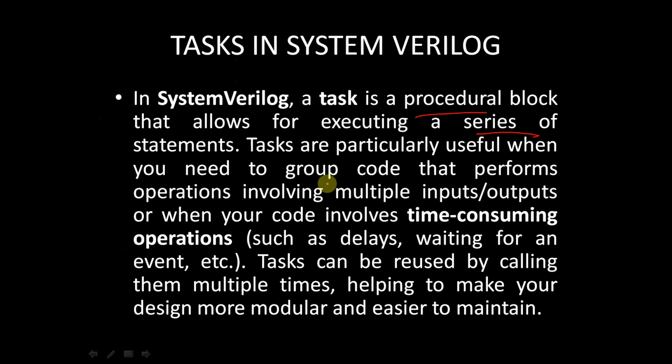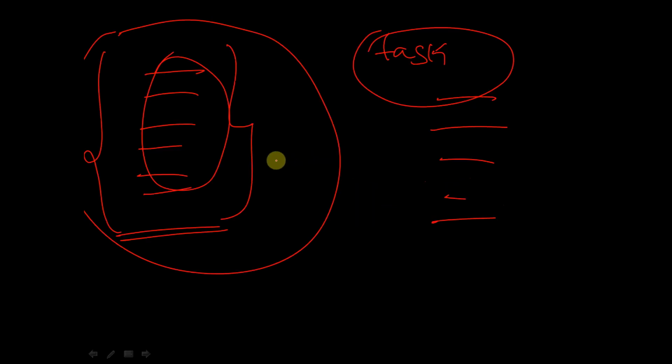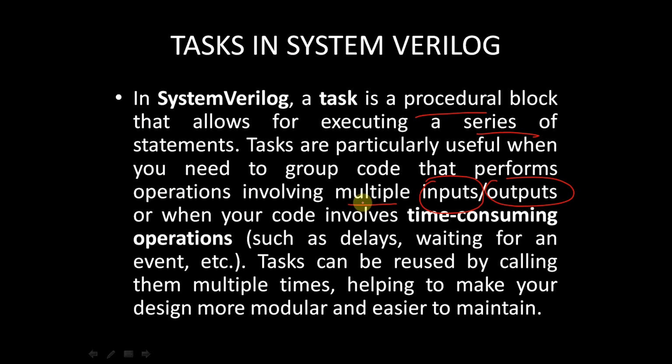They are useful when you need to group code that performs operations involving multiple inputs. Here, tasks can contain inputs, outputs, or in-outs as arguments. Task can also contain time-consuming statements like wait statements and delay statements inside it, such as delays, waiting for an event, etc. And tasks can be reused by calling them multiple times, helping to make your design more modular and easier to maintain. So this is the task in SystemVerilog.